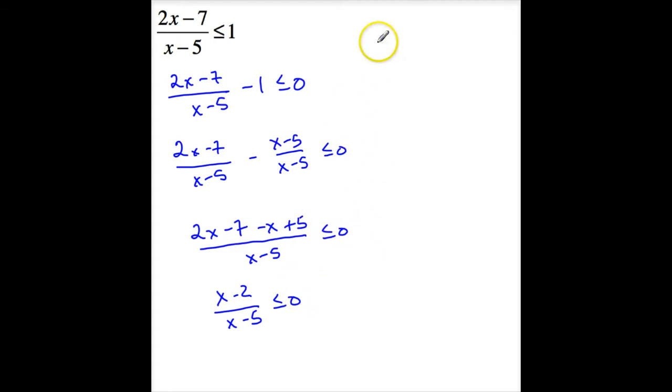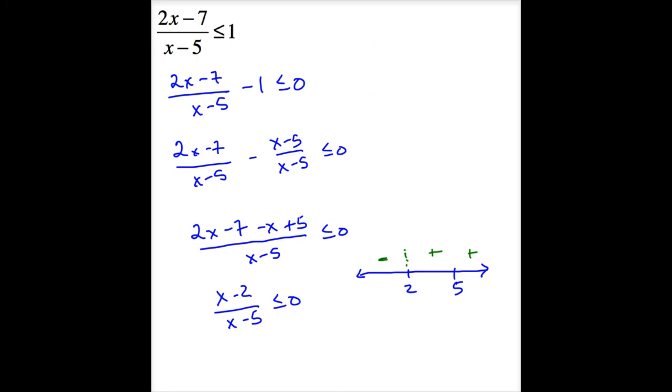Now let's go and look at the number line. Clearly the points we're going to need to look at are 2 and 5. Now, obviously x can never equal 5. All right, for the top function, x minus 2, I'm going to do that one in green here. This is less than 0 when x is less than 2. So this term right here is negative when x is less than 2. And it's positive when x is greater than 2.